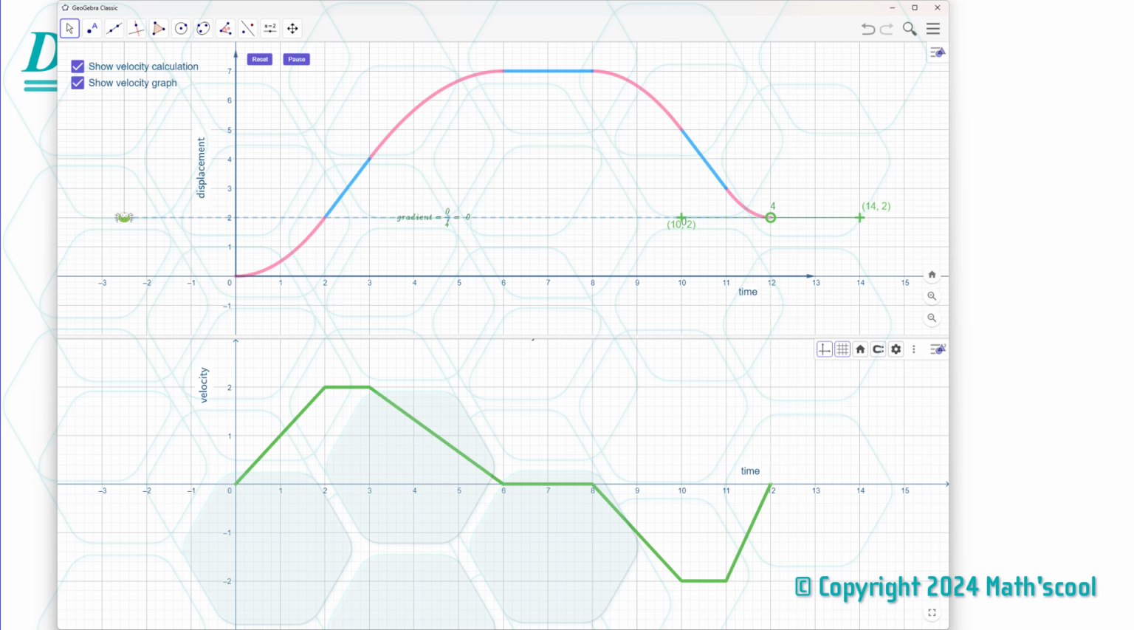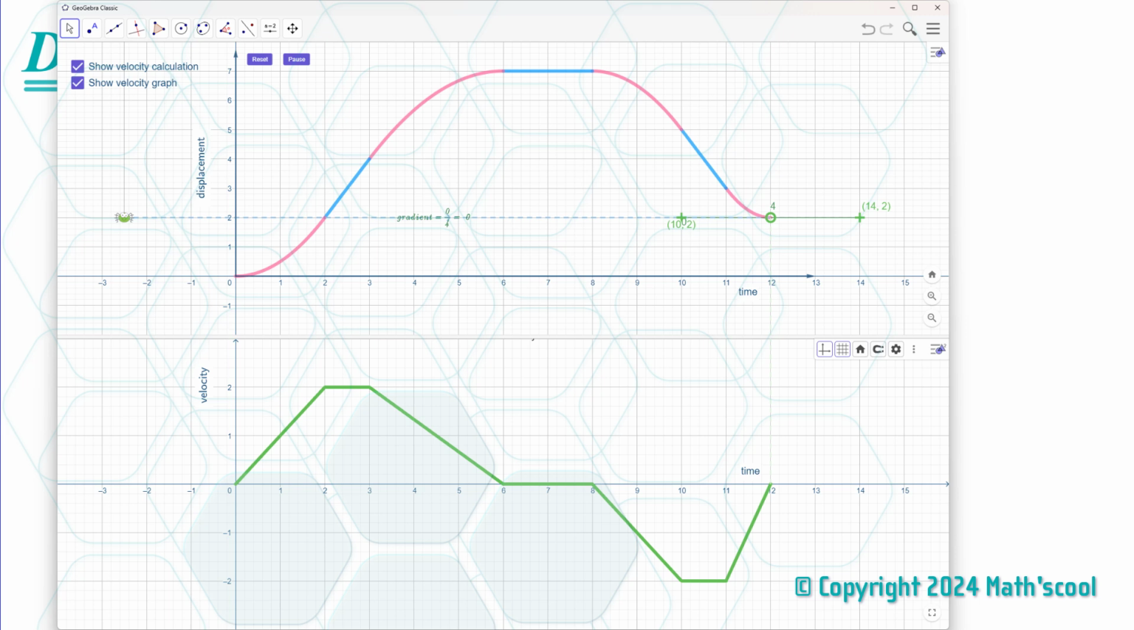Now this bit here on our displacement time graph, that means that he's not moving. He's stationary. And on a velocity time graph, stationary is when your velocity is 0. So you have to be on the x-axis to be stationary. And so now what we see is he's now heading in the opposite direction. Remember, with a displacement time graph, if the graph starts going back down towards the x-axis again, then that means he's moving in the opposite direction.